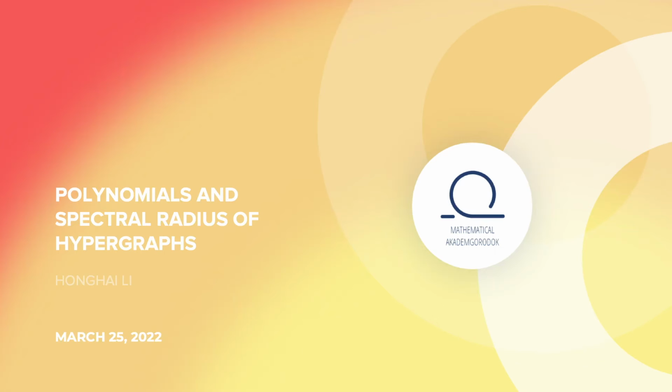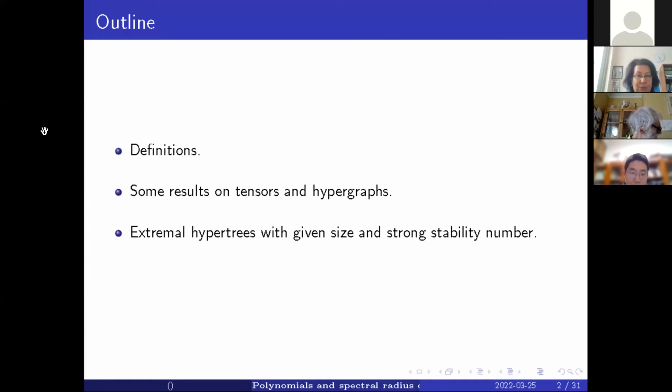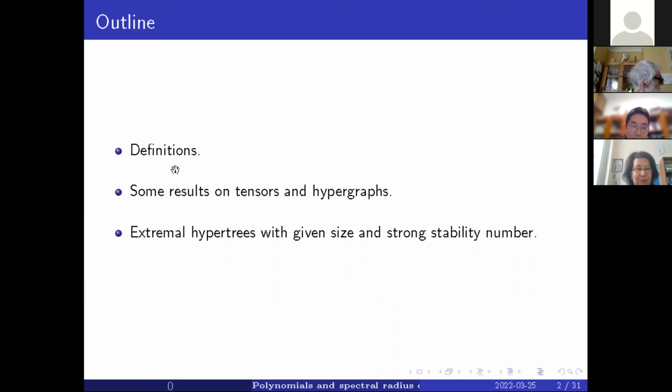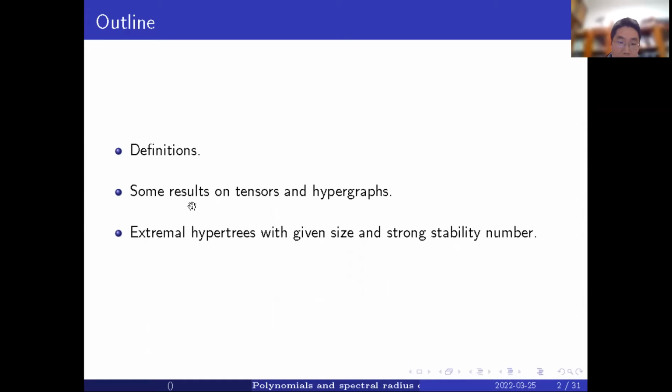My talk is on polynomials and the spectral radius of hypergraphs. My talk has three parts. First, I will give some definitions. Second, I will give some results on tensors and hypergraphs. In the last part, I will give my main results. Our main result is to characterize extremal hypertrees with given size and the strong stability number.